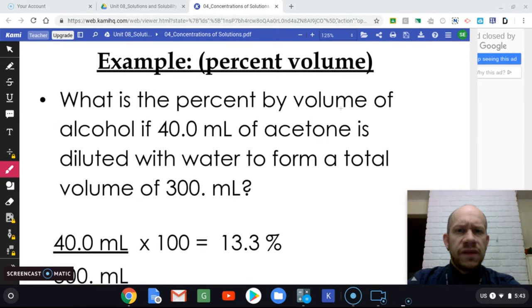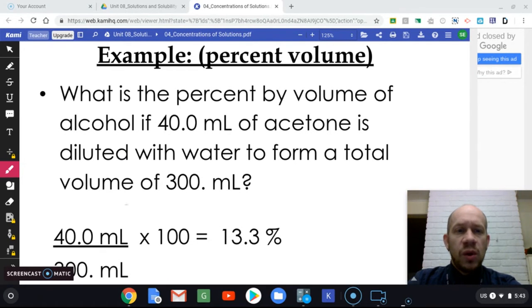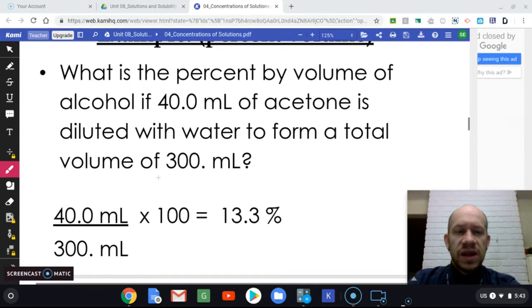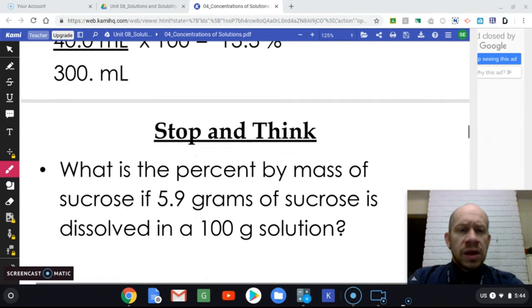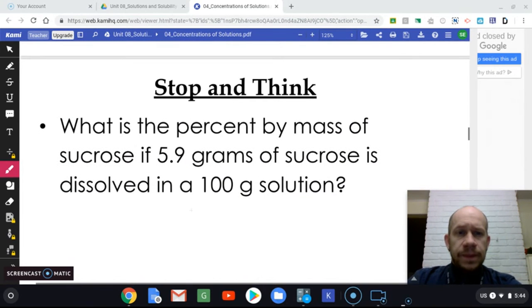The percent by volume is very similar, except we're going to take the volume of the solute. In this case, what is the percent by volume of 40 mL of acetone that is diluted with water to form a total volume of 300? So in this case, they told us our total volume is 300. Therefore, that's our total, our solution. We're going to take the volume of the part, so 40 divided by 300 times 100. That will get us 13.3% acetone. So stop and think.